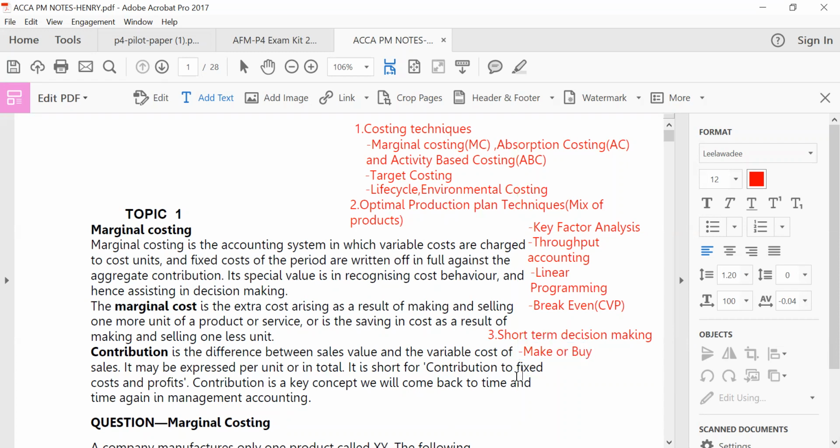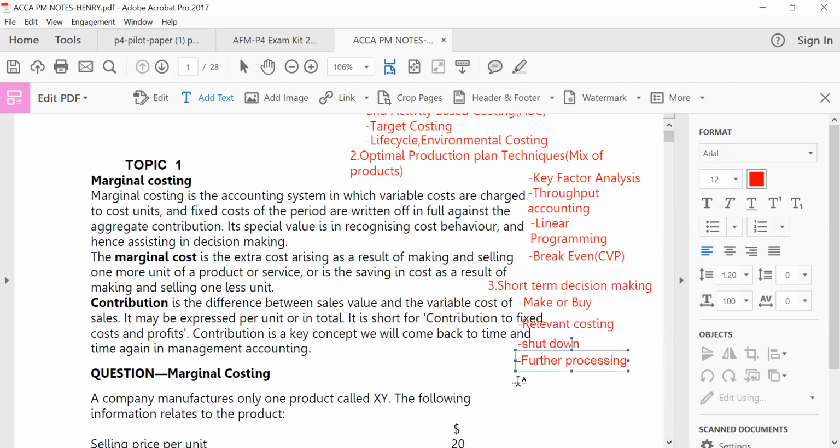We have the second to be relevant costing. A lot of issues tend to come up here. Then shut down. I'm giving you the overview of the syllabus, right? Then further processing. So make or buy, relevant costing, shut down, further processing.